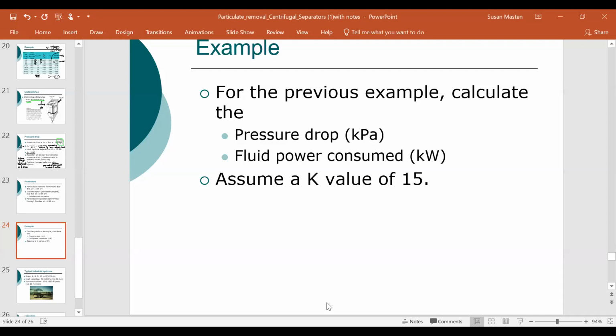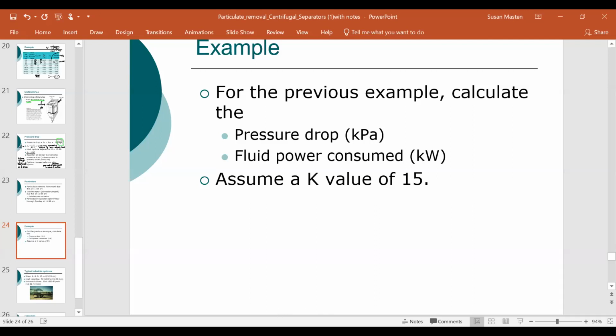Back with 483 and continuing on with centrifugal separators, and we'll also look at electrostatic precipitators today.